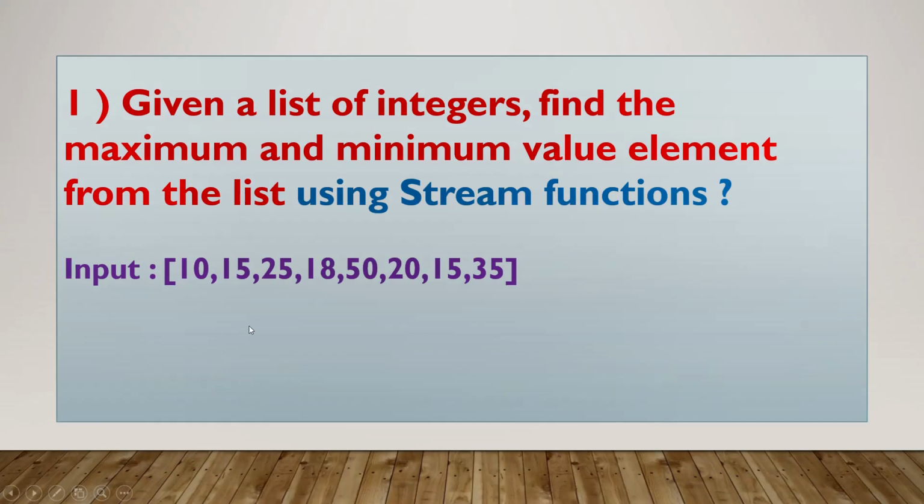In this video, I am going to solve one more JavaByte problem statement. The problem statement is: given a list of integers, find the maximum and minimum value element from the list using stream functions. Here we need to find out the max and min value from the given integer list. This is the given input list. So we can solve this problem.